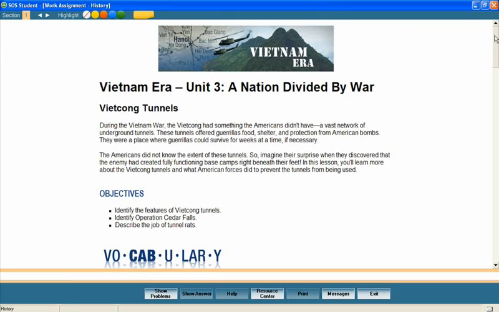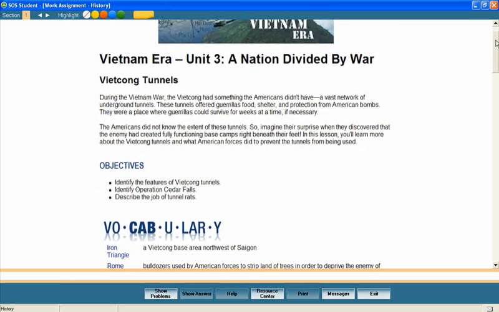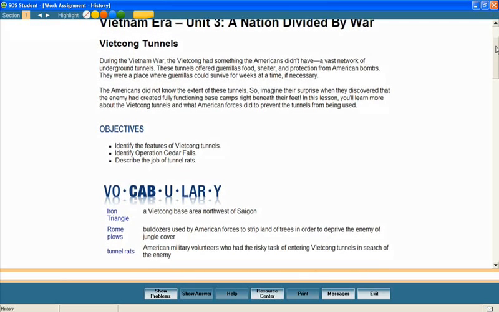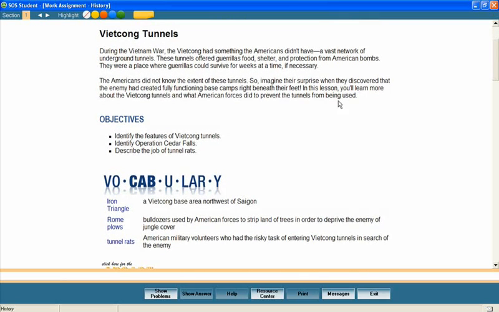Most lessons begin with a brief introduction and a list of goals or objectives for the lesson. These objectives help students stay focused on important lesson content and provide parents with an effective way to measure mastery of lesson content. The objectives for this lesson are identify the features of Viet Cong tunnels, identify Operation Cedar Falls, and describe the job of tunnel rats.